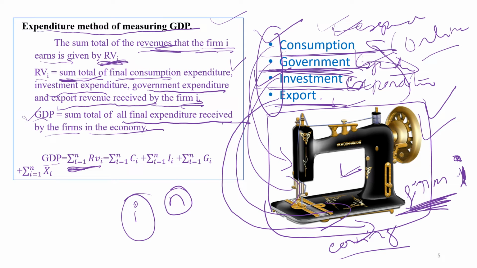From the first firm to the nth firm, whatever revenue is received is shown by sigma i equal to 1 to n of RVi, and this is equal to: all n number of firms will receive consumption expenditure, investment expenditure, government expenditure, and revenue from foreign or export earnings. We call it sigma i equal to 1 to n of Xi. Xi is nothing but the revenue all firms earn by exporting.